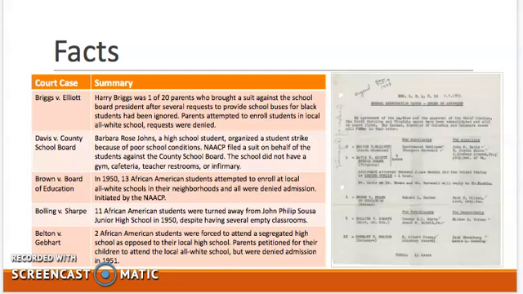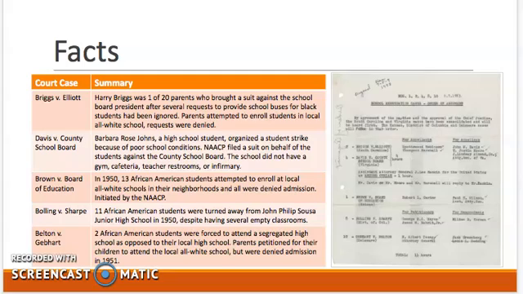So the 5 cases were Briggs versus Elliott, Davis versus County School Board, Brown versus Board of Education that we just introduced, Bowling versus Sharp, and Belton versus Gebhardt.